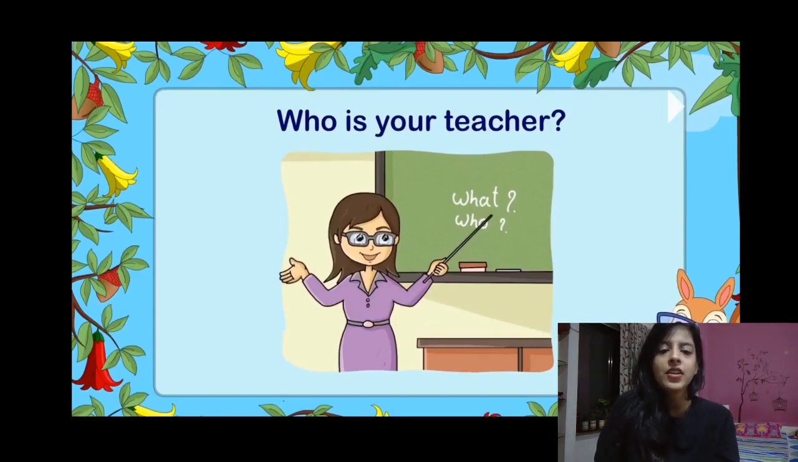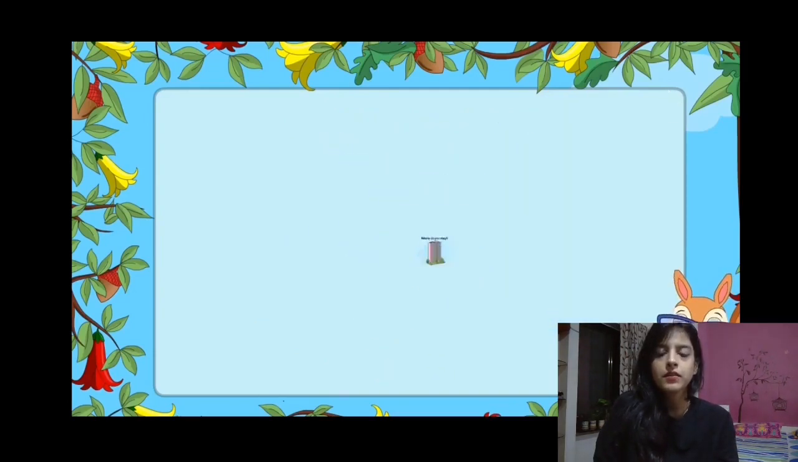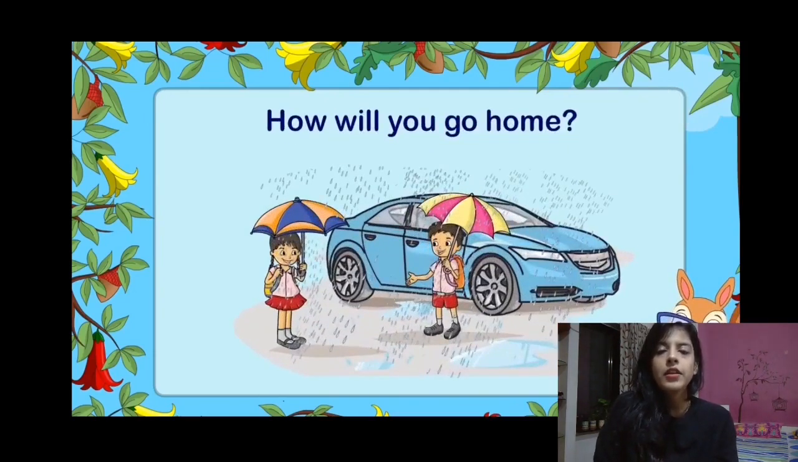Okay, let's see another example. Where do you stay? Where is a question word and there is a question mark. So this is a proper question. How will you go home? Like I said, not all question words begin with WH. How in this question is a question word. And here's the question mark. Don't forget to add the capital letter at the start of the question.